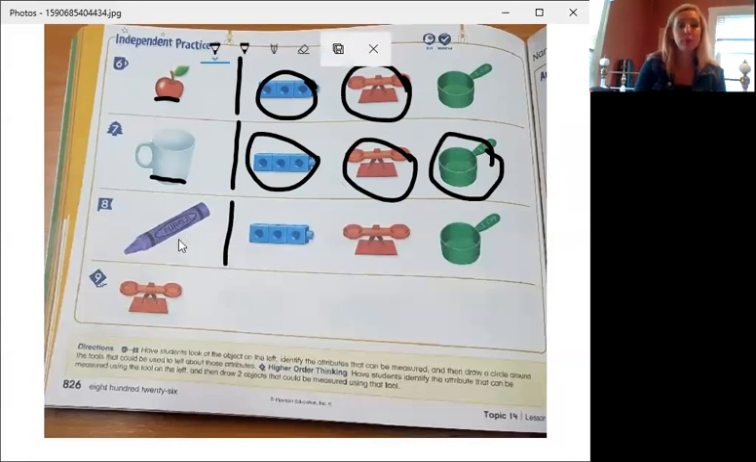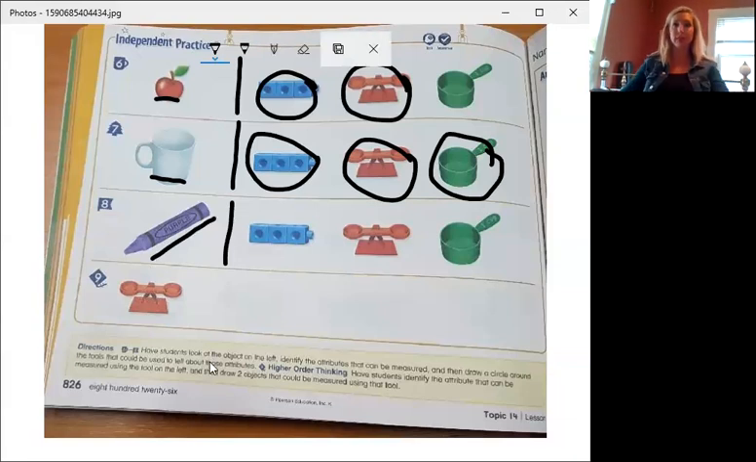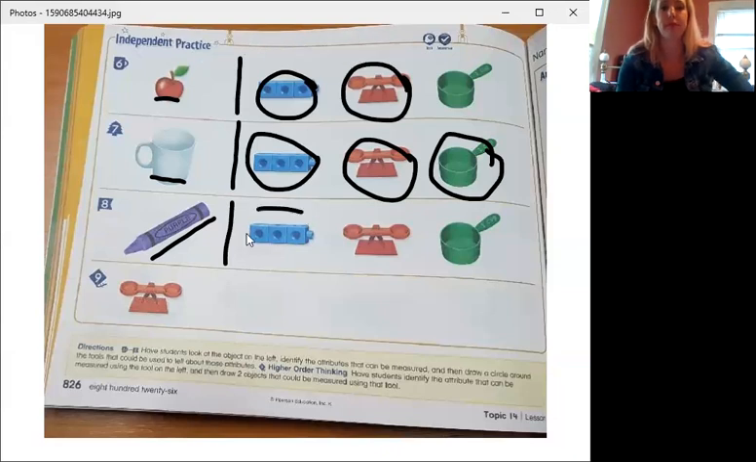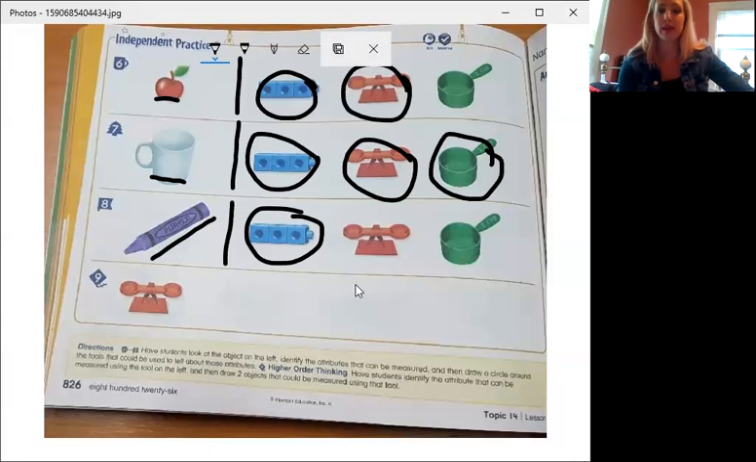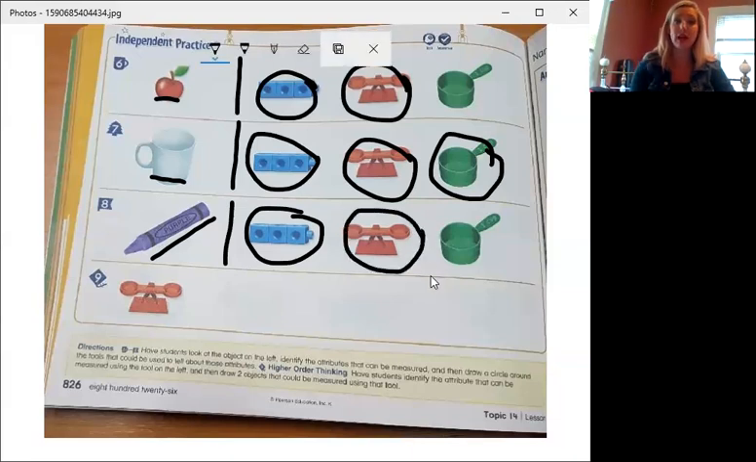What about the purple crayon? Can we put the cube train lined up with the purple crayon to measure its length? Yes. Can you put the crayon on the scale to measure its weight? Yes. Can you fill up the measuring cup with purple crayons? No.